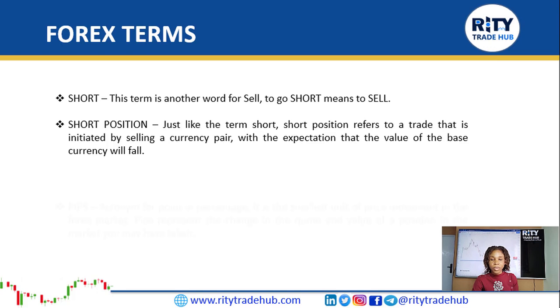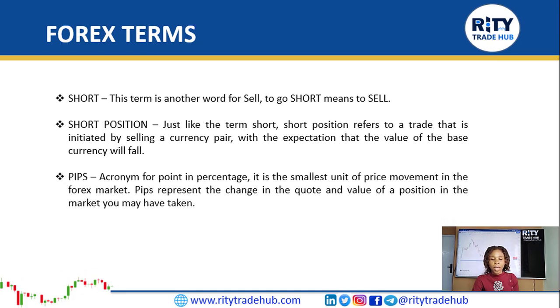All right, so the next is pips. Pips, an acronym for percentage in point, is the smallest unit of price movement in the forex market. This is the unit of measurement for the change in value between two currencies. So basically, pips represent the change in the quote and value of a position in the market you may have taken, and a single pip equals the smallest change in the fourth decimal place, and that is usually equal to 0.0001 for most currency pairs. Notable exceptions are pairs that include the Japanese yen, where a pip equals 0.01.